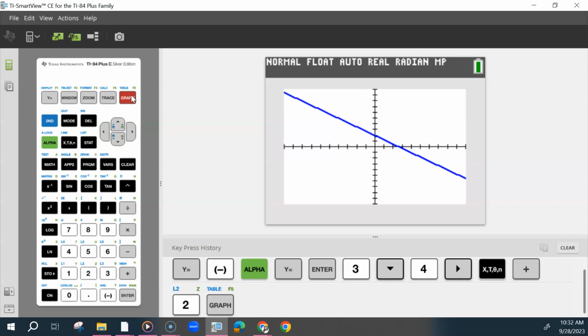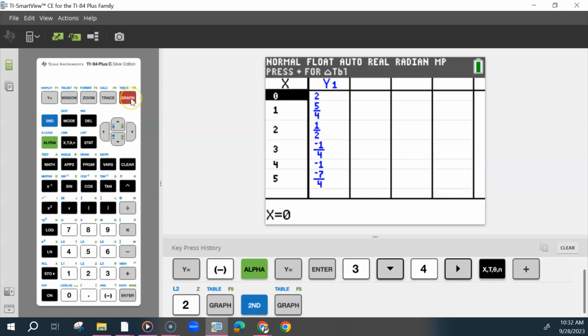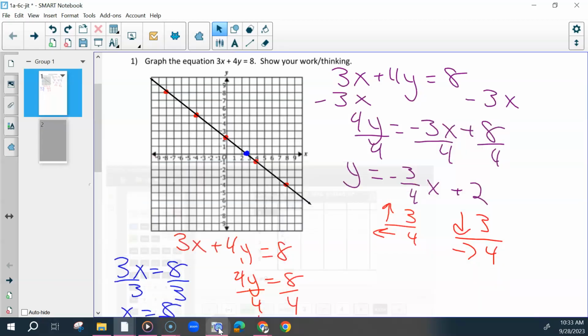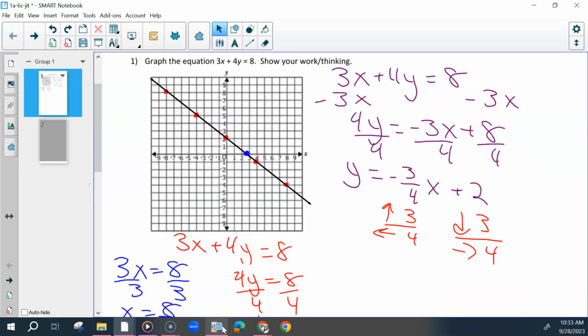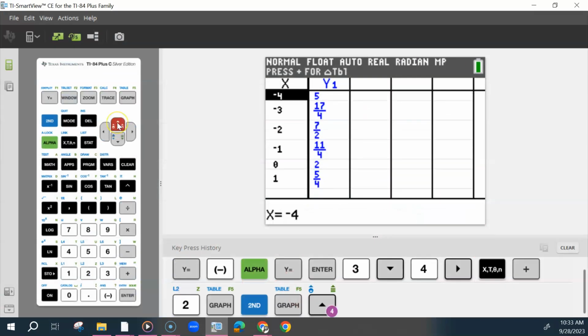I'm not sure. So what you could do instead is go into the table. So that's in blue above graph, so second and then graph. You'll see some fractions, but we're going to ignore those. We're just going to look at the points that we plotted. So we have 0, 2. That's one of them. If yours doesn't start here, you may have to scroll up or down to find 0, 2. And then we have, I'll go to the left first, negative 4, 5. So I'm going to go up until I see negative 4, 5, that works.